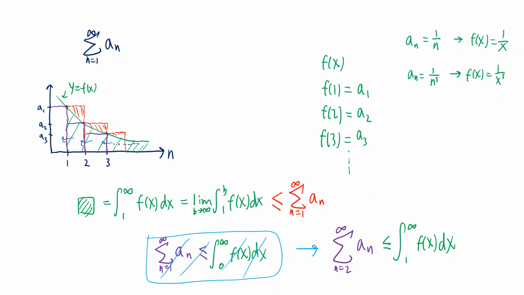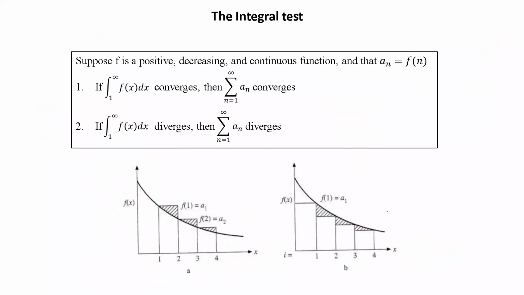So therefore, the summary is that you always use this integral from 1 to infinity. And if this gives you a finite number, this one itself converges, then the series converges. On the other hand, if this number blows up to infinity, then your series is also a divergent series.